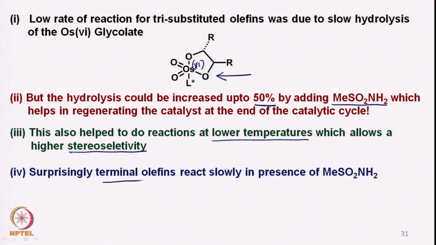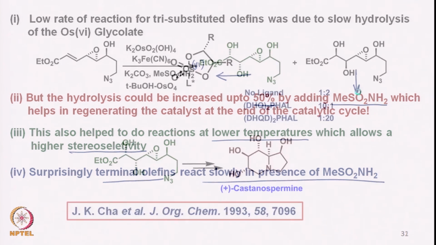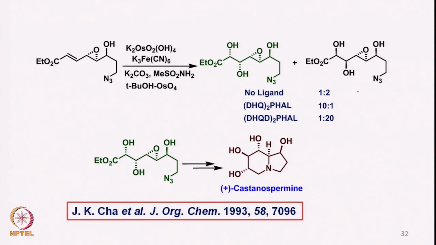Surprisingly, the terminal olefins react slowly in the presence of methyl sulfonamide, and it is not very clear why this is so. However, it is very clear that the addition of methyl sulfonamide allows the hydrolysis to be increased, and the molecules in which the trisubstituted olefins were slow to hydrolyze could definitely be improved, and high stereoselectivity is also observed. Now these are some examples of the osmium tetroxide based reactions.